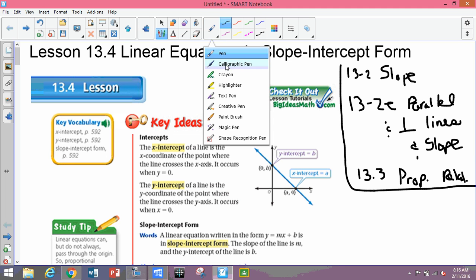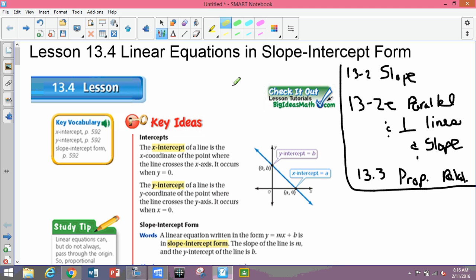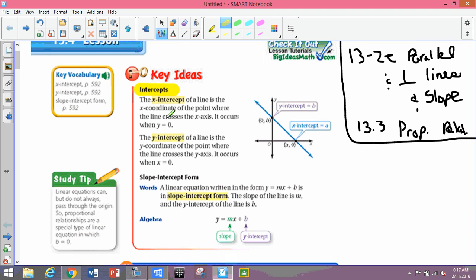So in this lesson, we're going to be talking about the word intercept, and we've already discussed that a little bit. The intercept, you have an x-intercept and a y-intercept, and more commonly we do y-intercept form, and that's really the most popular way to write a linear equation. But you do have an x-intercept too.